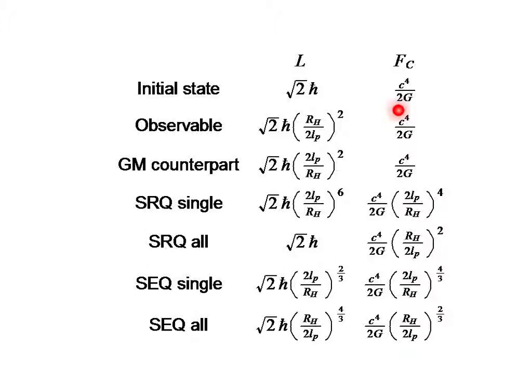We'll jump down here. The small radius quantum. Interestingly, the angular momentum of all of the SRQ is the conserved value.